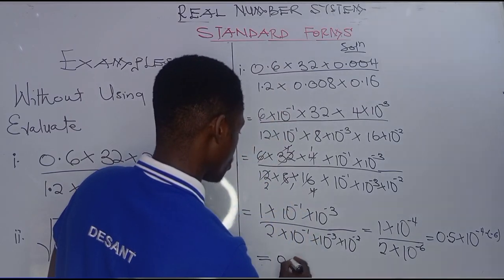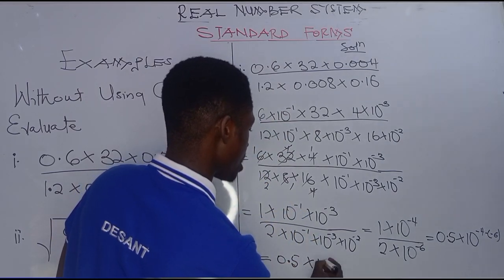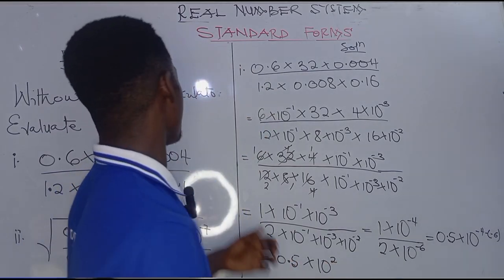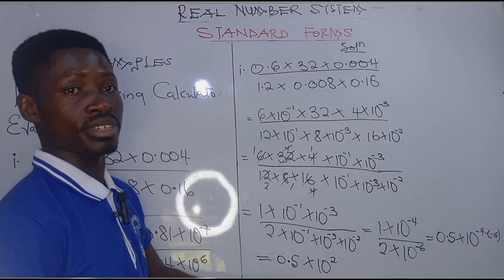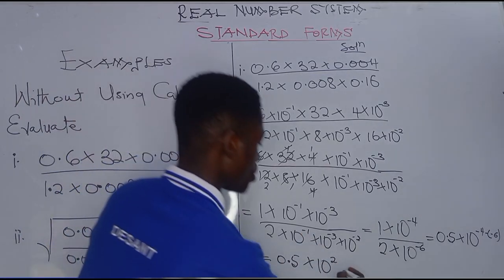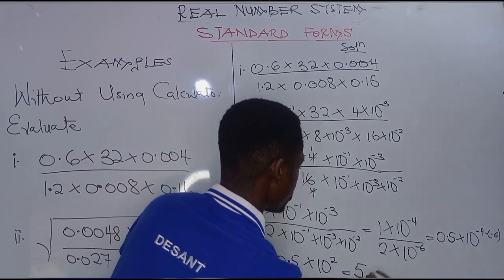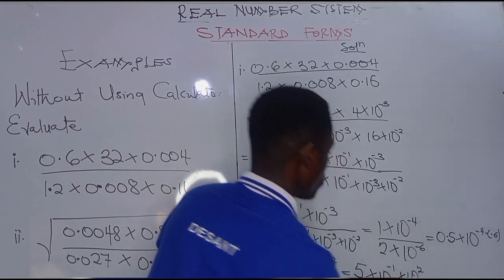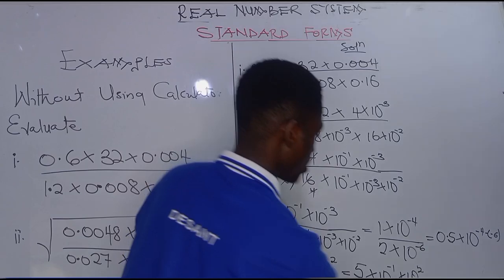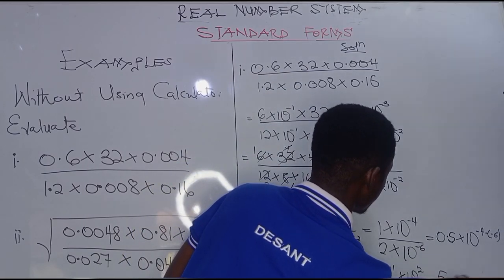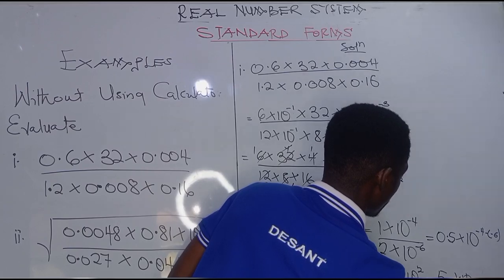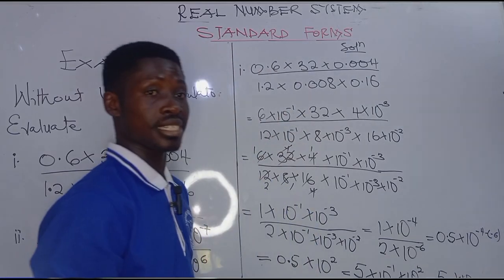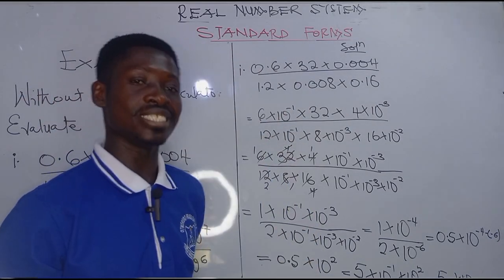So let's continue from here. We have 0.5 times 10 raised to the power positive 2. But remember, the question is given in standard form, so we have to leave it in correct standard form. In doing so, we are going to get 5 times 10 raised to the power negative 1 times 10 raised to the power positive 2. So when you simplify, you are going to get 5 times 10 raised to the power 1, which is the same as 10. And that is as easy as A, B, C, and then D.